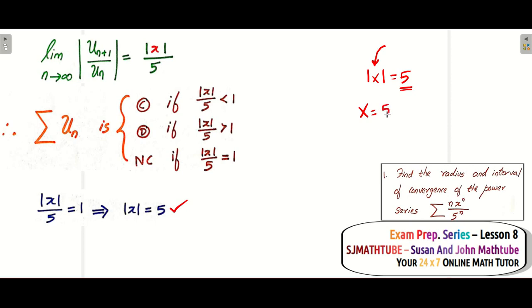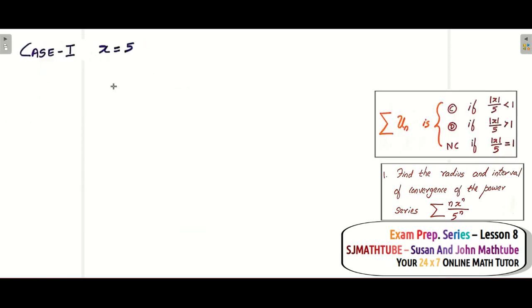Okay, if I input 5, I'll get modulus of 5, that is 5. And if I input minus 5, I'll get modulus of minus 5, that is also 5. So there are two possibilities. So case number 1, x is equal to 5.